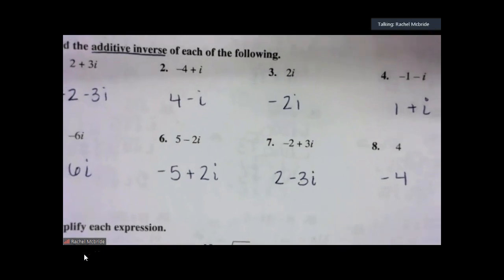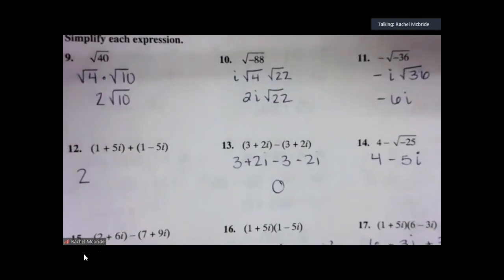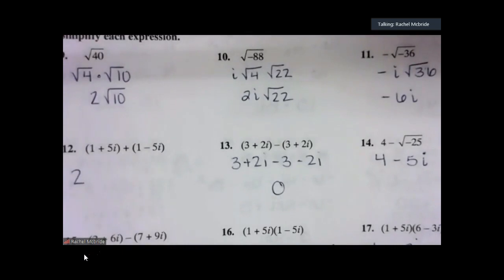Okay, 9, 10, and 11 are simplifying radicals, some with negatives, some without. Remember, any negative radical you must remove the negative as an i.